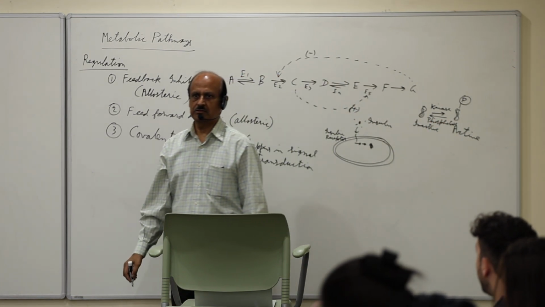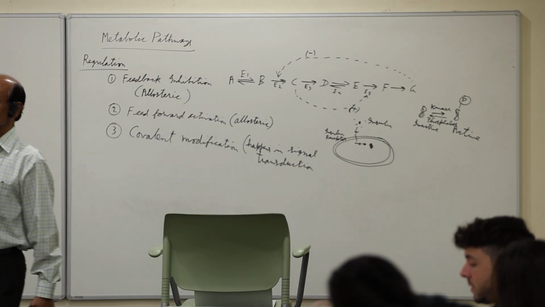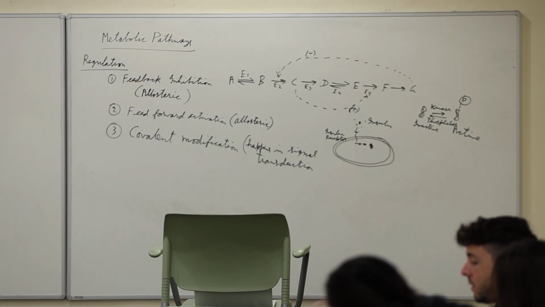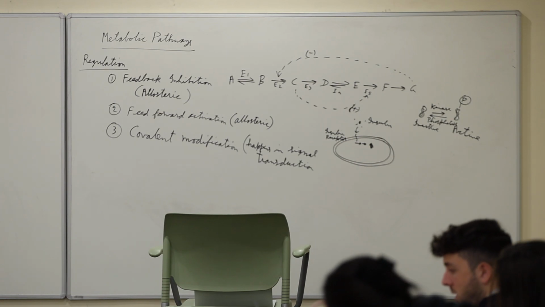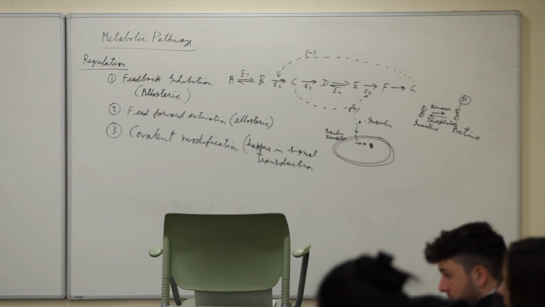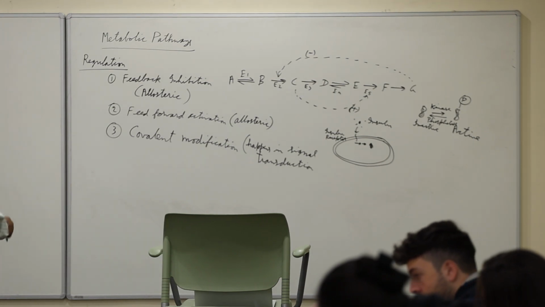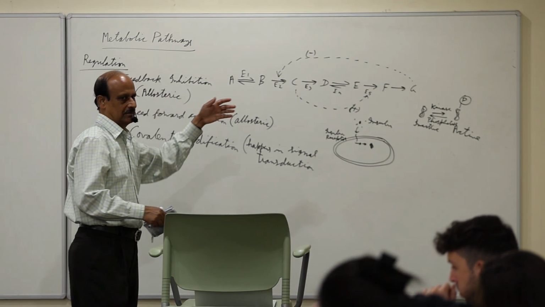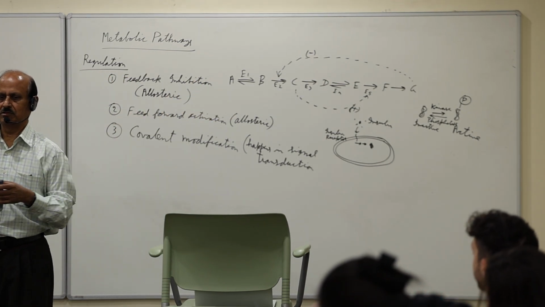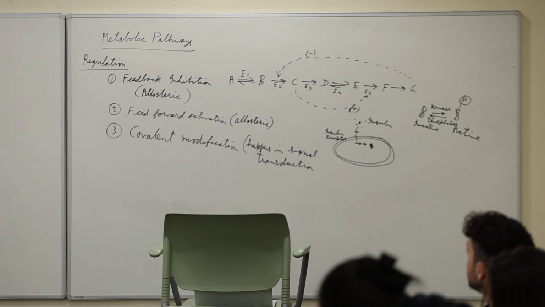So phosphatase will remove that phosphate and make the enzyme inactive. So this is an example which I made up. You can put any hormone, any protein. This is an example where a protein is activated by adding a phosphate.